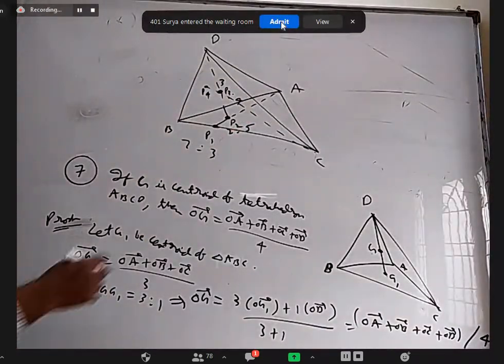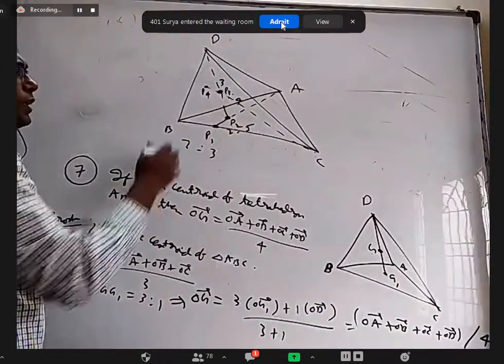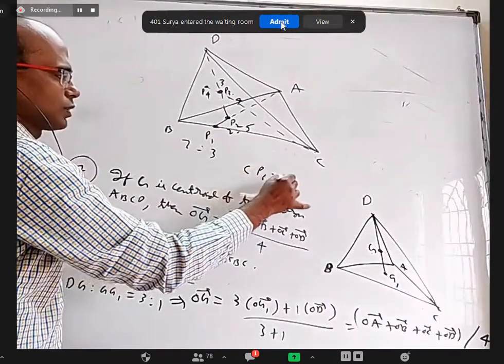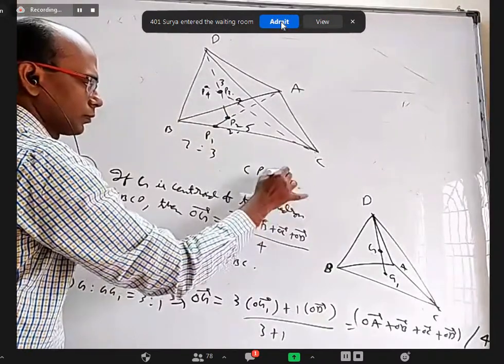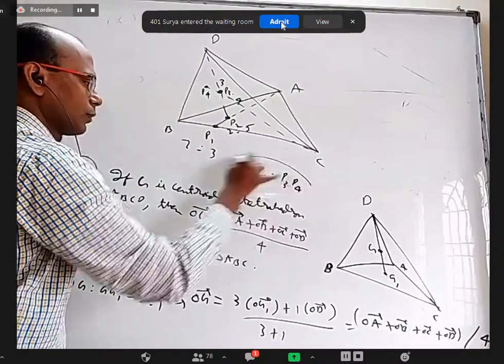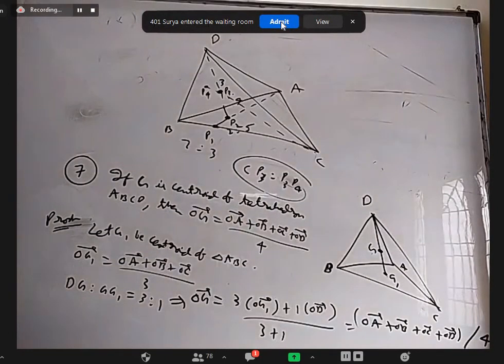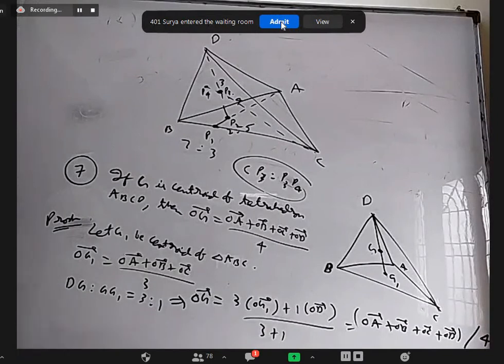Now I can ask, take C and join to P3, extend it till it meets triangle ABD plane. Let's say that is P4. What is CP3 is to P3P4? You don't have to tell me the answer. You just tell me whether I understood the question or not. No, sir. Not understood. Okay.